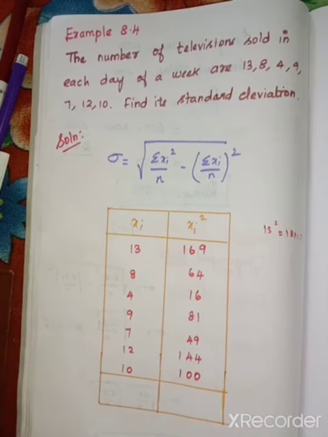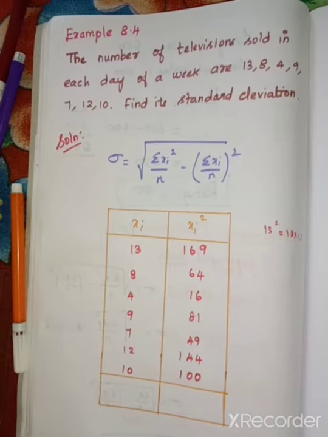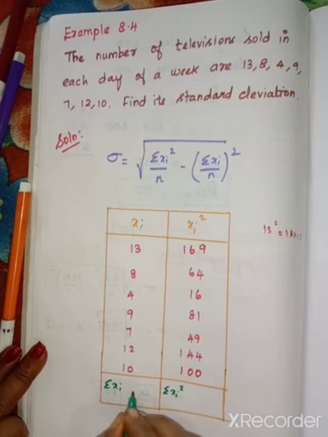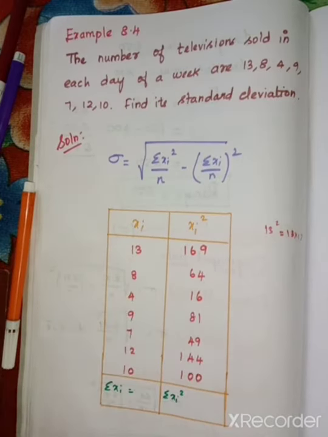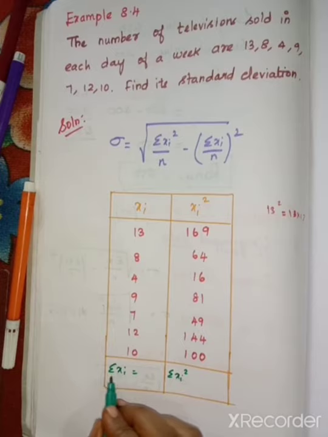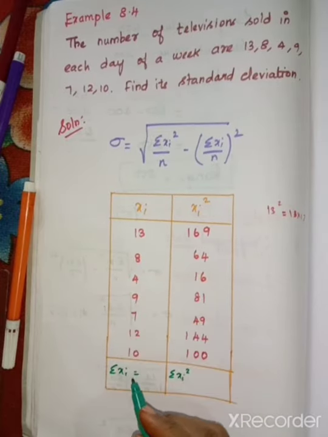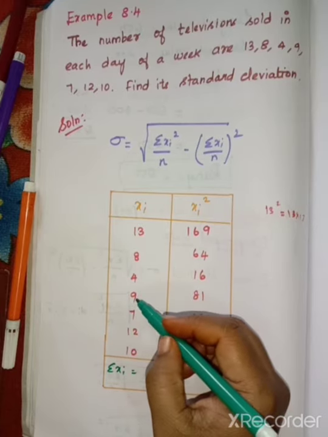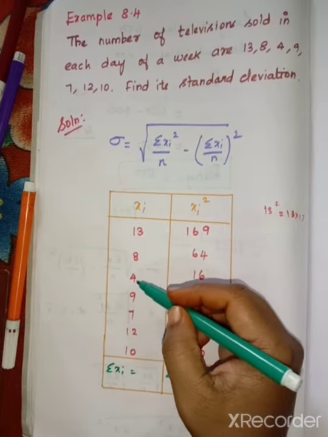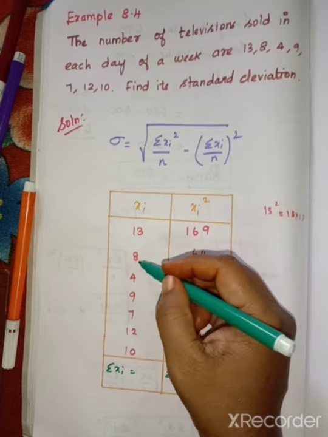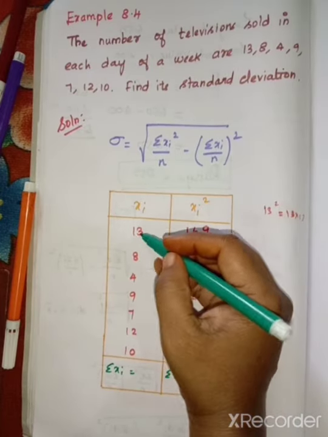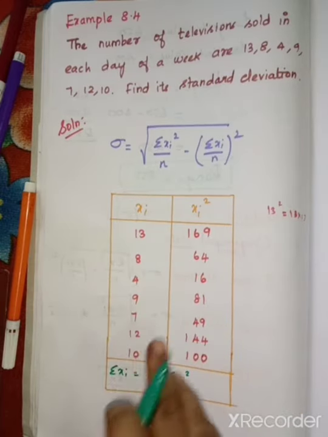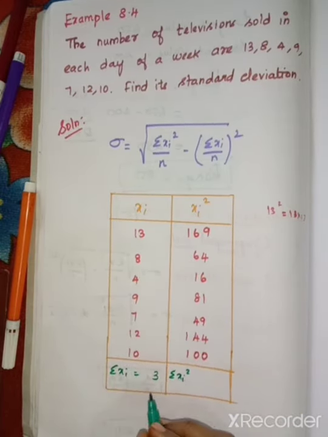So that means here we have two summations, that is summation xi and summation xi squared. Then only we want to substitute in the formula. Here summation means we want to add the terms. So here we want to add 7 plus 2 is 9, 9 plus 9 is 18, 18 plus 4 is 22, 22 plus 8 is 30, 30 plus 3 is 33. So remaining is 3. 3 plus 1 is 4, 4 plus 1 is 5, 5 plus 1 is 6.